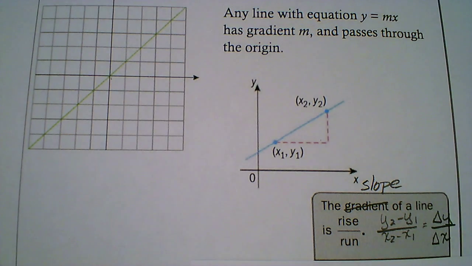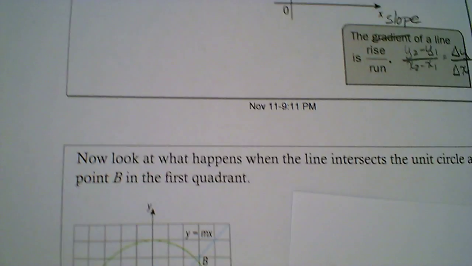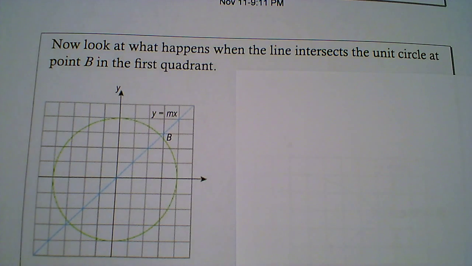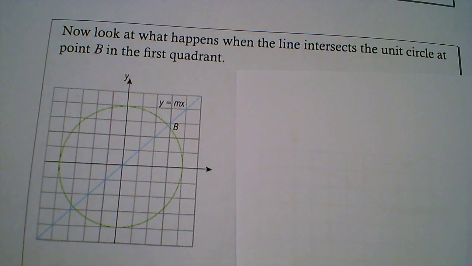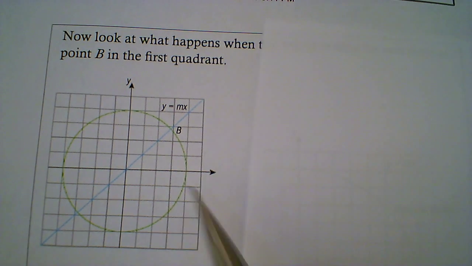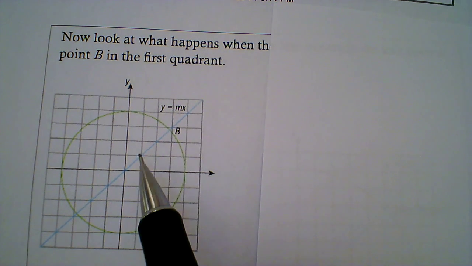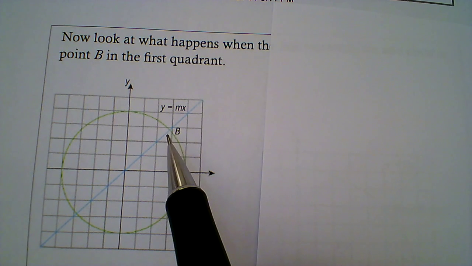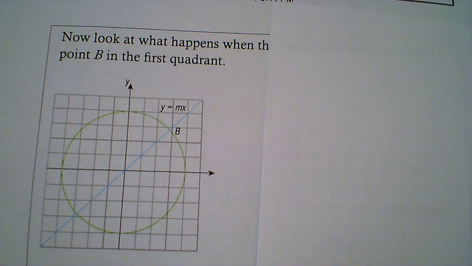Okay, so now let's look at what happens when we take that same line and we intersect it with the unit circle at point B. So I've taken my unit circle, which means this is my radius of 1 right here, and my line intersects my unit circle.